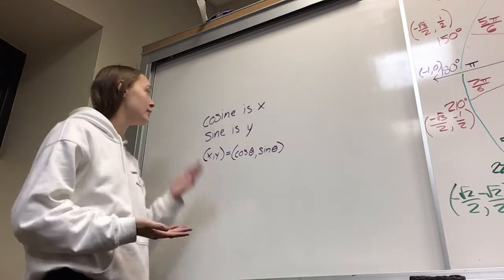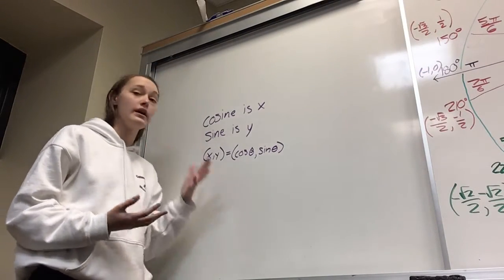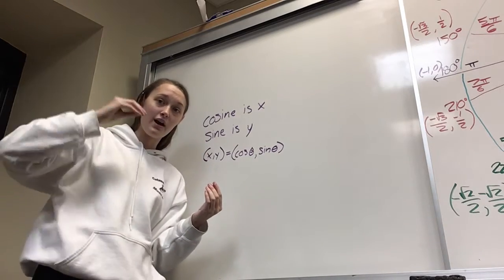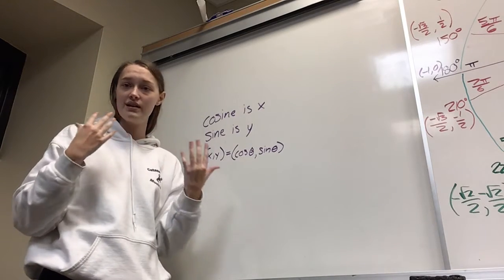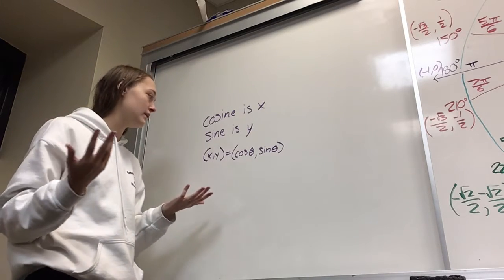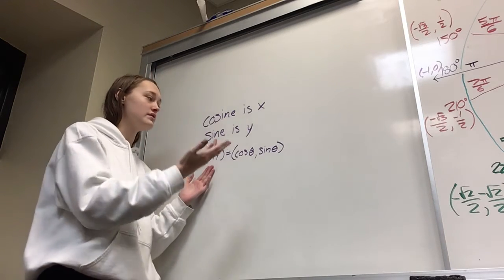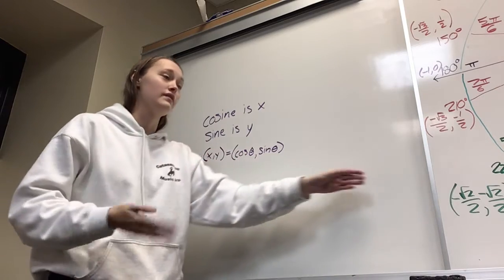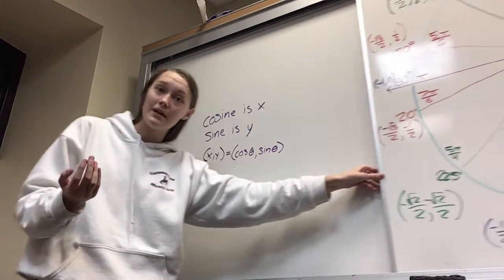You just have to remember that cosine is x and sine is y. So sine is always how high a point is, and cosine is just the x, the horizontal position of that point. So x, y on the unit circle would be cosine of theta, sine of theta. So what does that mean?